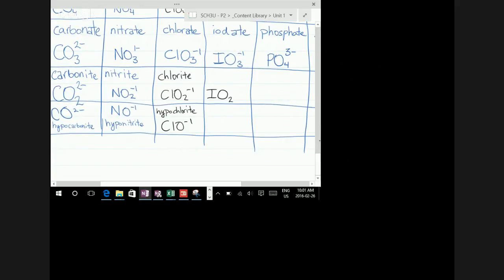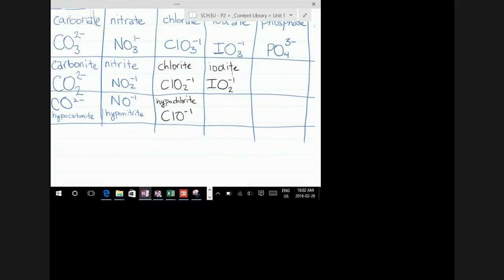IO2. What would its charge be? Yeah, the charge doesn't change, and it would be iodite. Good. And what if it had just 1 oxygen? What if it was IO, -1? Hypoiodite.